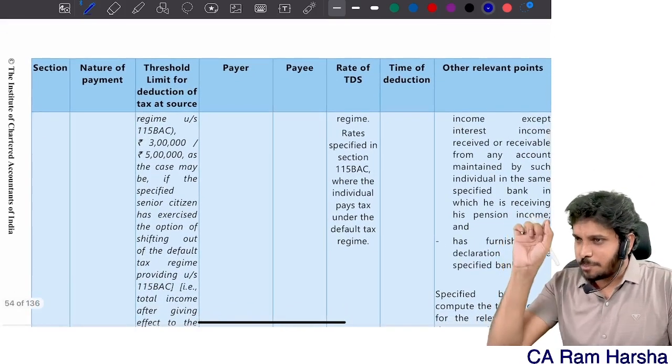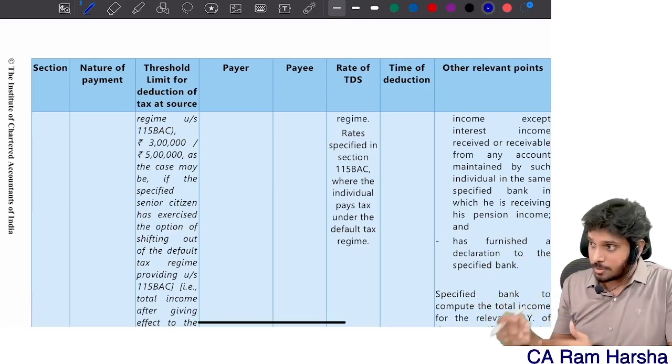That's it. So 194P understood. I'm not stressing much. It's easy. We'll solve a problem directly.